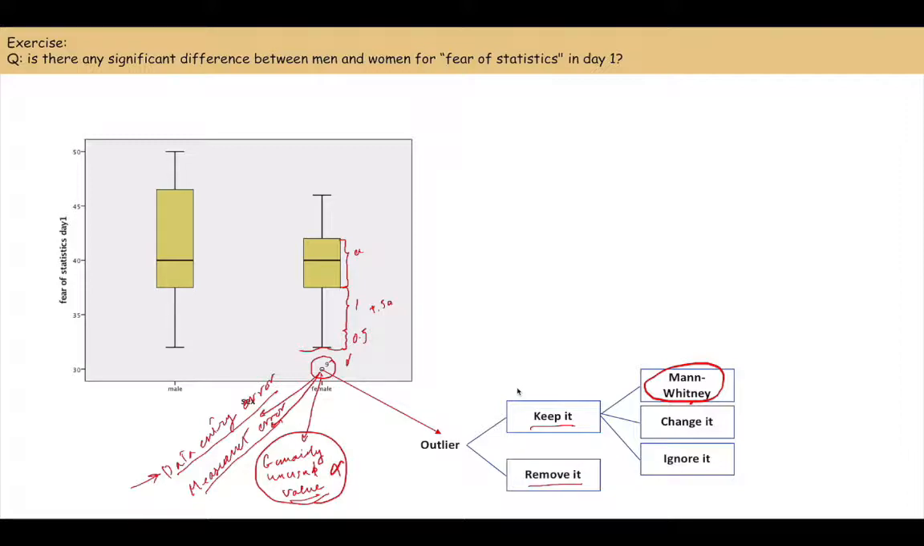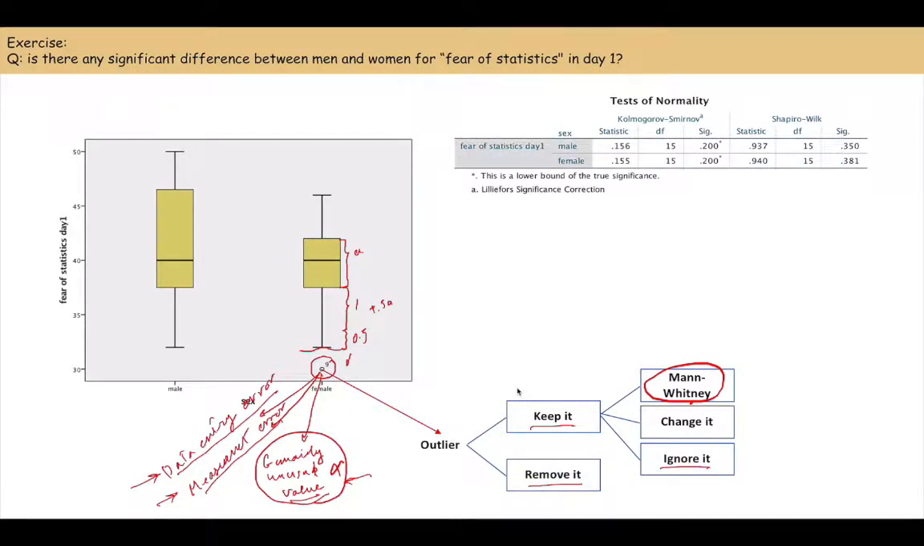Or, as I said, sometimes we ignore it when the sample is big and this is also an unusual value. We keep it and just go for the independent sample t-test.